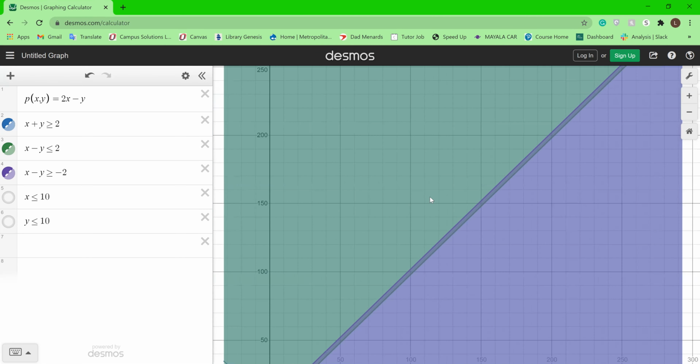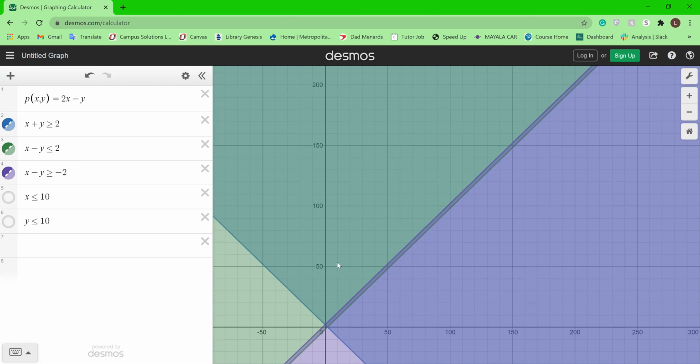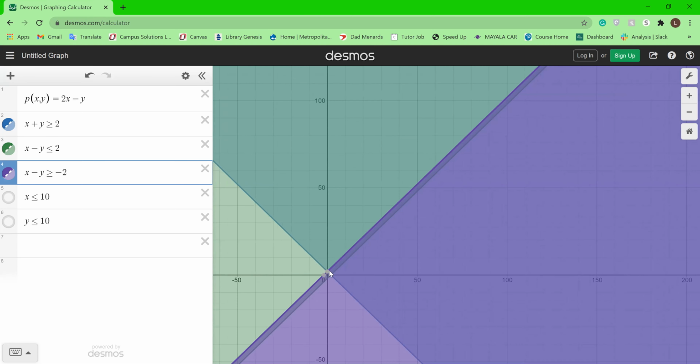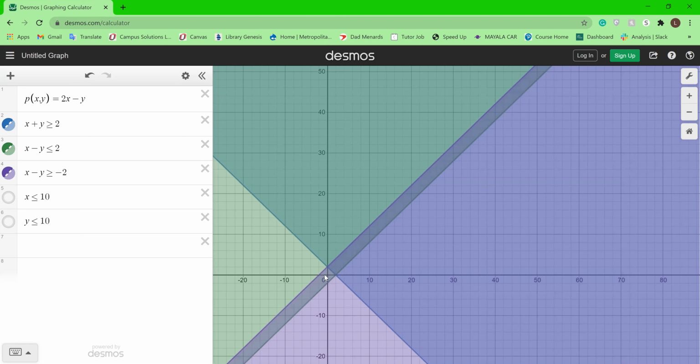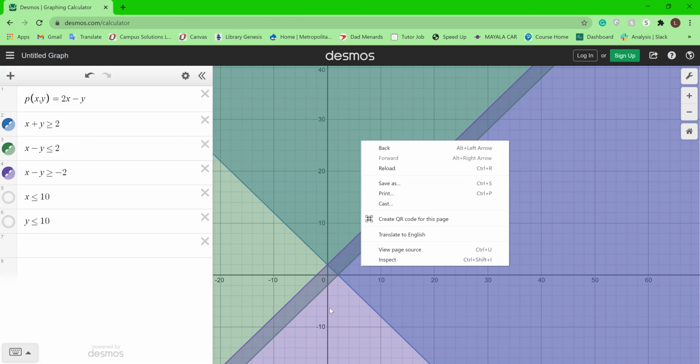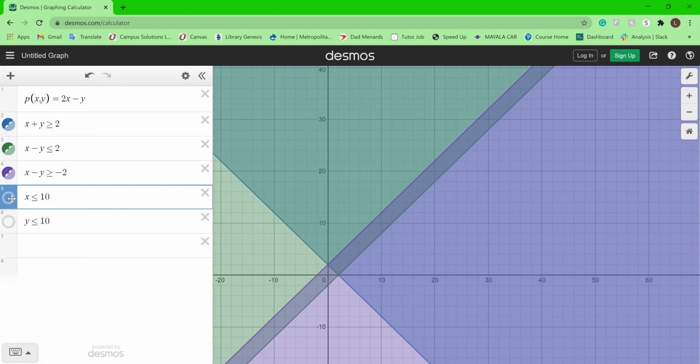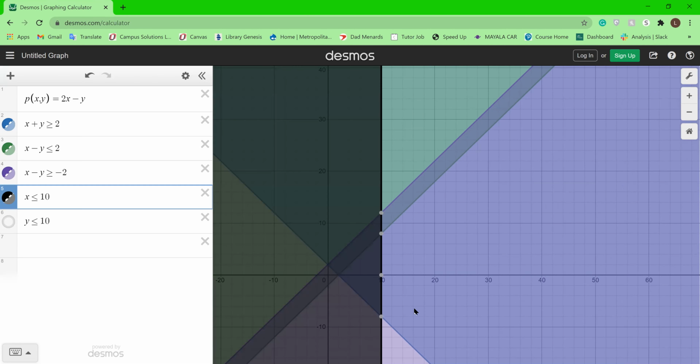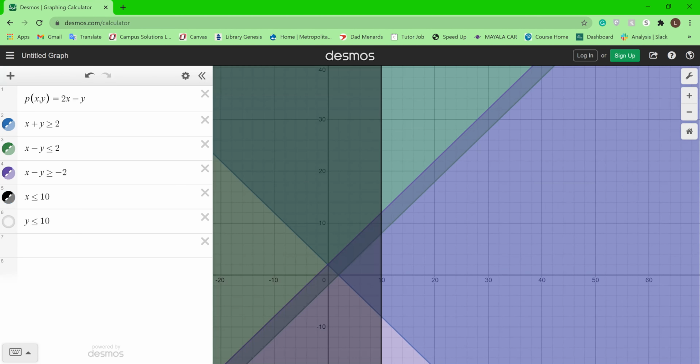However, the point of having x is less than or equal to 10 and y is less than or equal to 10 is that I can set a limit to this. So let me show you what I mean. If we were to graph x is less than or equal to 10 and y is less than or equal to 10, now the overlapping region, whenever we have x is less than or equal to 10, is this area right here still, but it gets capped out when it reaches that line.